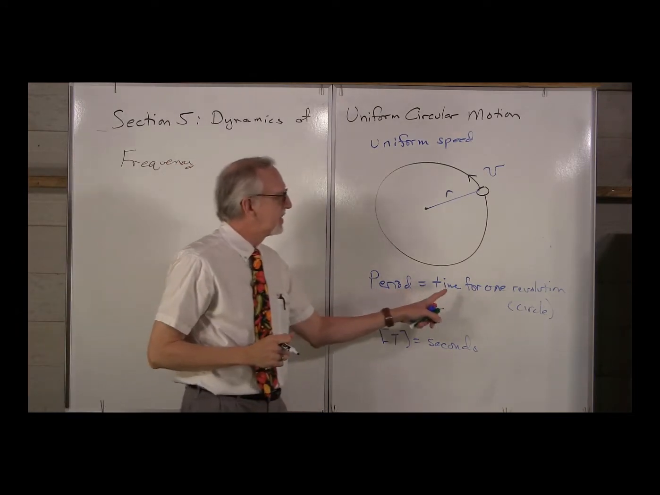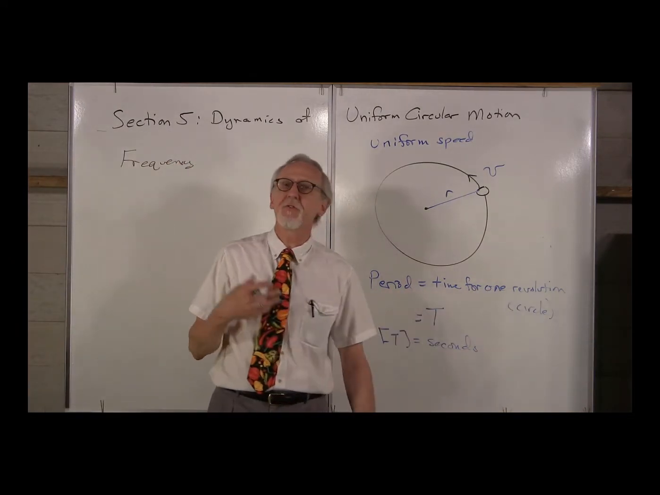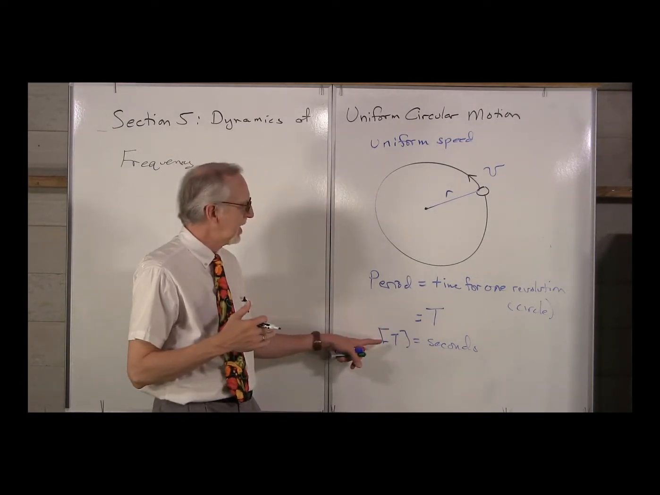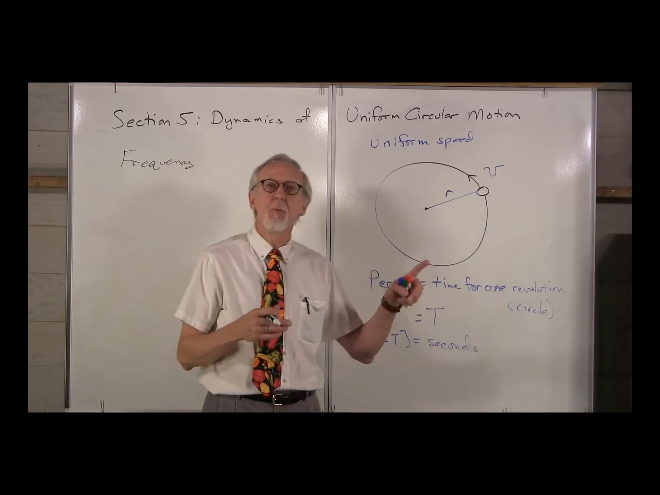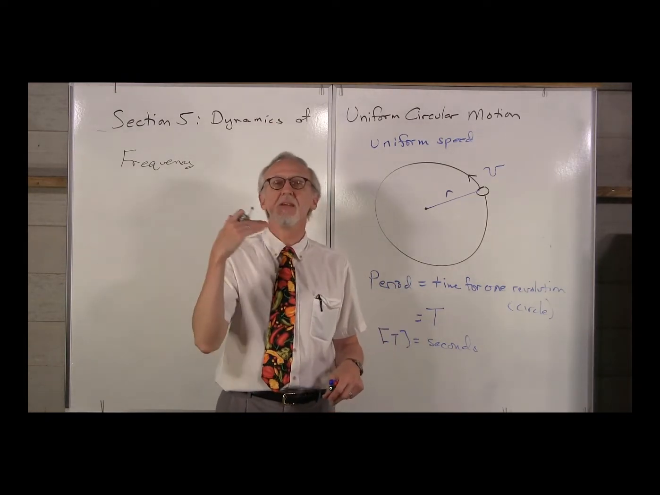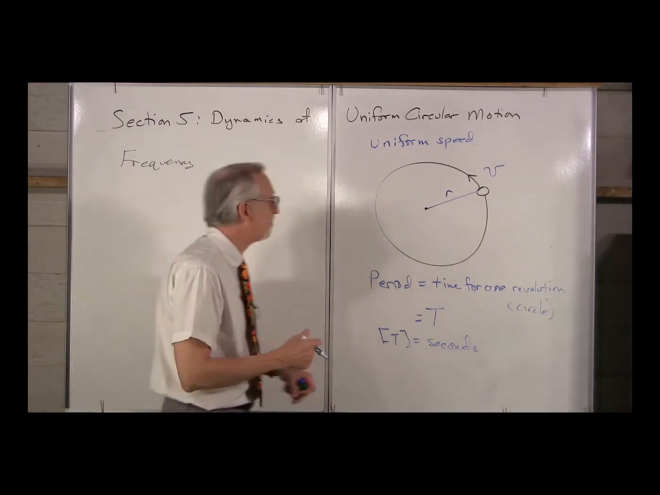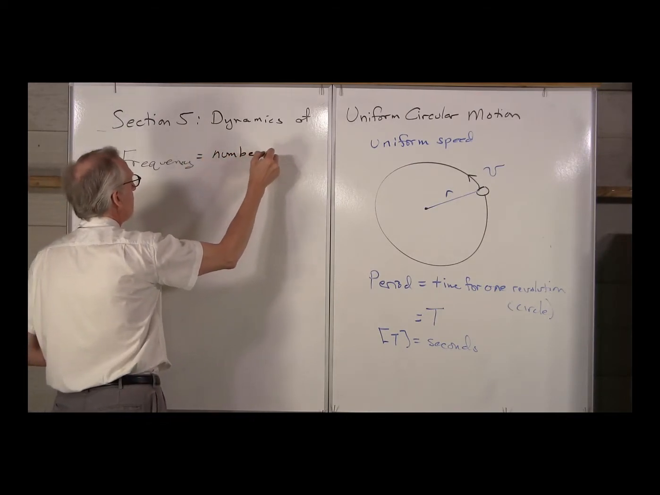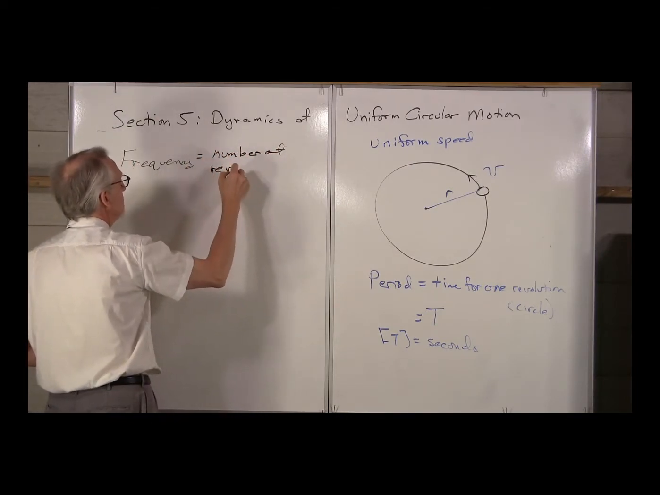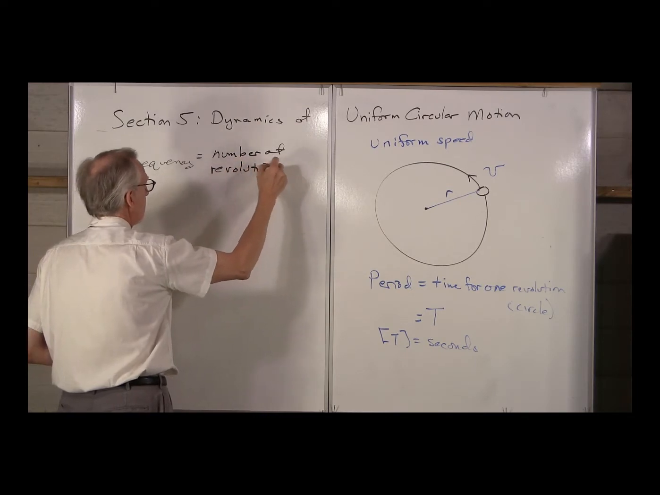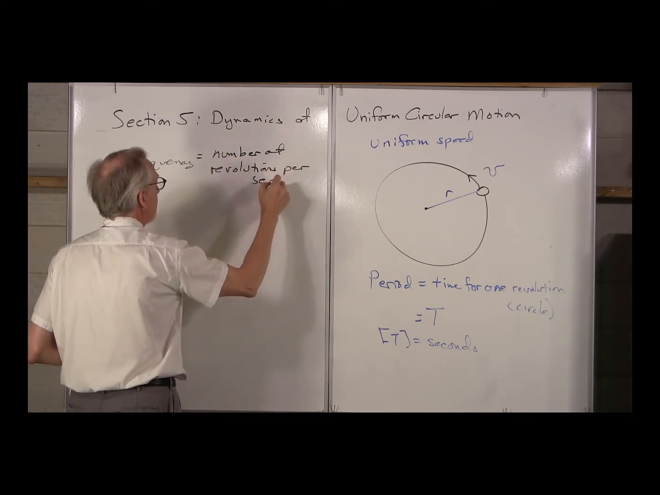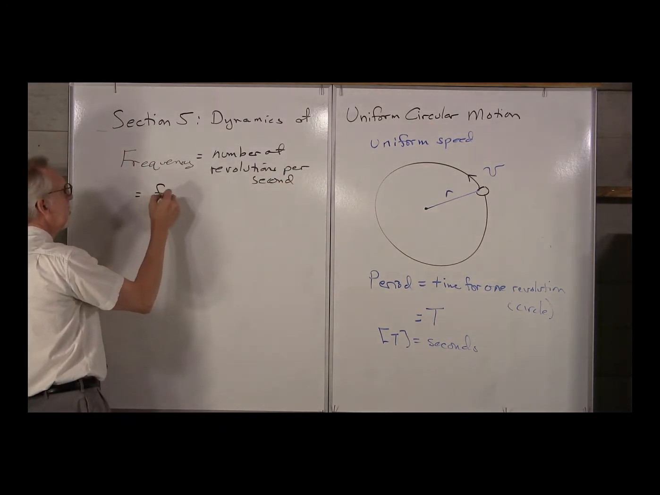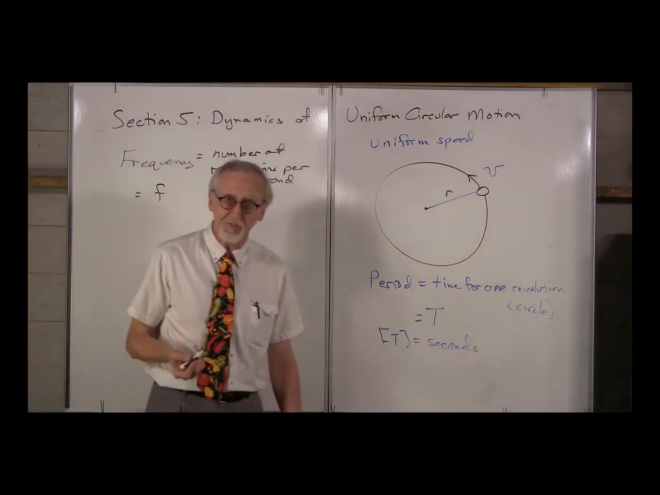While the period is the time for one revolution, the frequency is the number of revolutions per second. In other words, the period is the number of seconds per revolution. The frequency is the number of revolutions per second. The symbol that we'll use for frequency is a lowercase f.